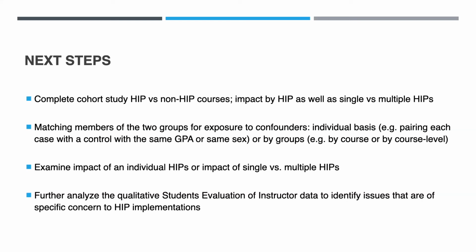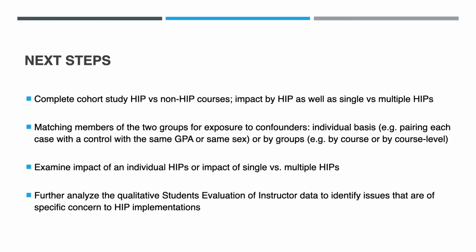Those refinements will help us address potential confounding variables. For example, some of the things that we might do is matching members of the two groups, and we might do the matching on an individual basis. Let's say here is a student from a HIP course, and we want to match this student with somebody from a non-HIP course that has, let's say, the same GPA and same gender. Or we can also do this analysis by groups. Let's say we look at different sections of the same course, or maybe we group courses by level, the 100 level courses versus 200, 300, 400 level.